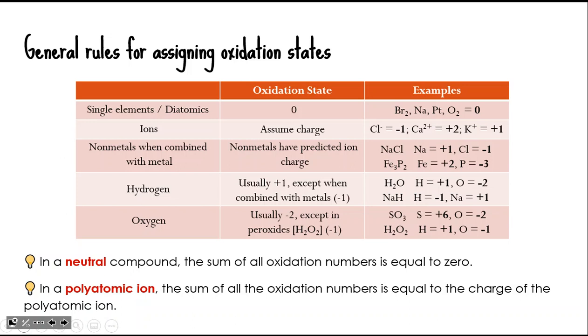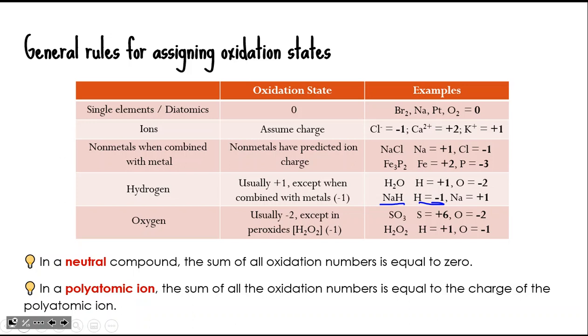Hydrogen always carries +1 unless it's with a metal. Then it becomes -1, and that's kind of a rare occasion. You're going to usually use hydrogen as a +1. So the hydride here, this is like sodium hydride. That's the case where it's with the metal, so the hydrogen takes the negative.